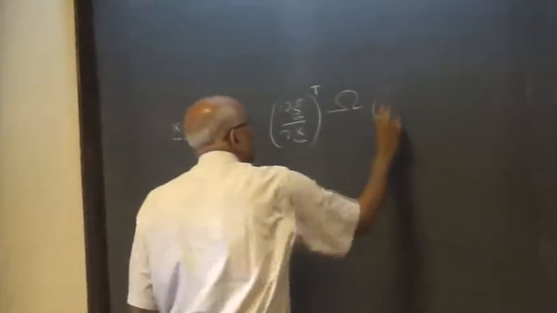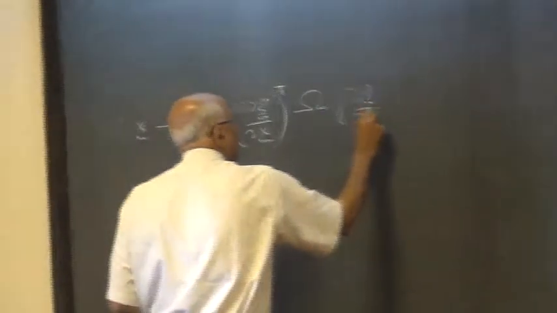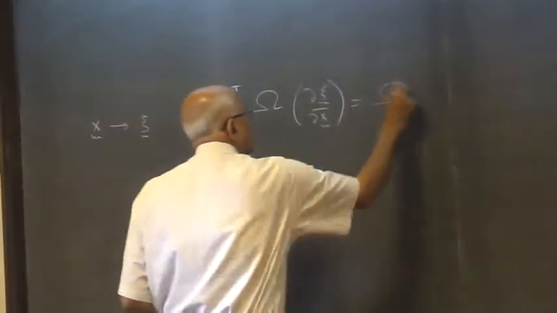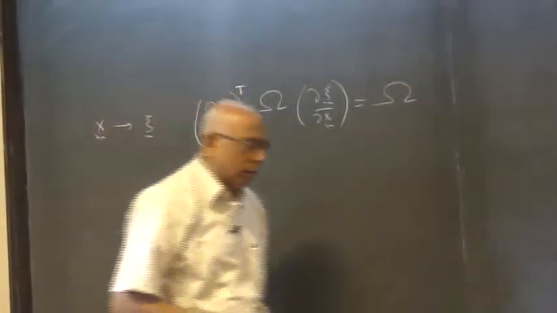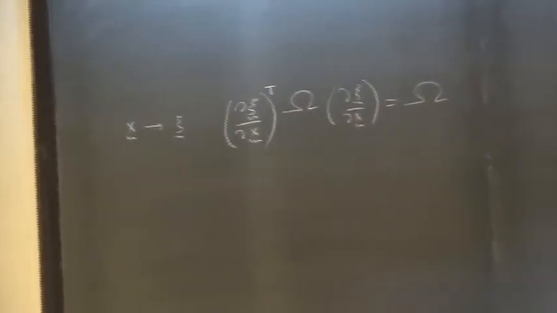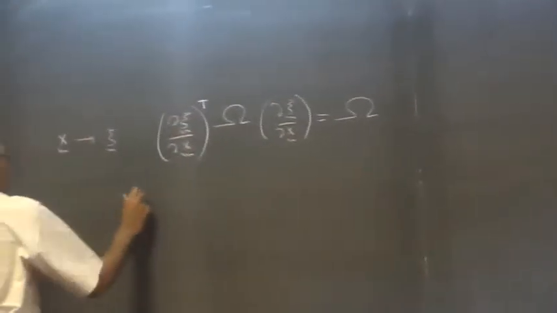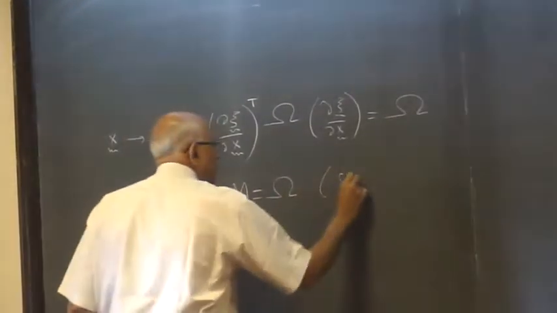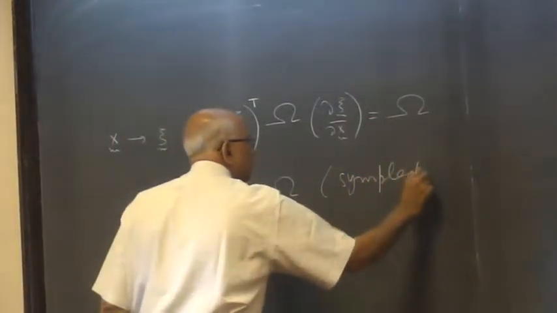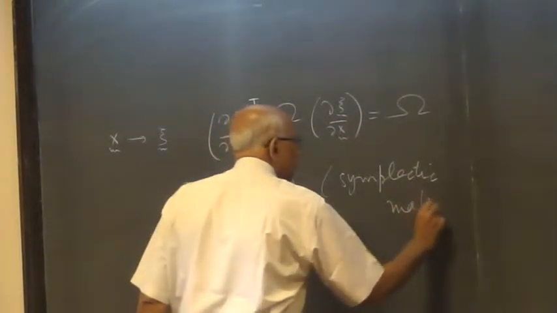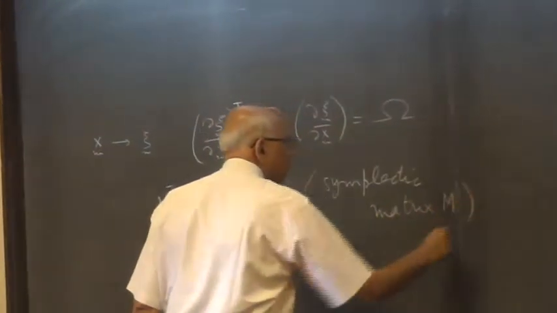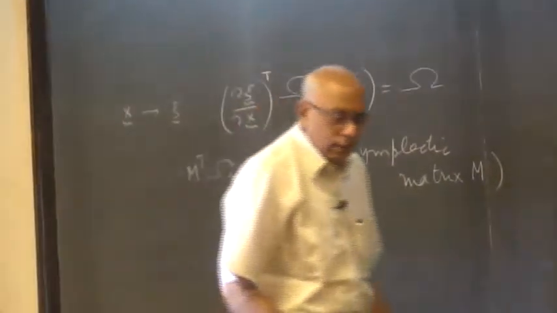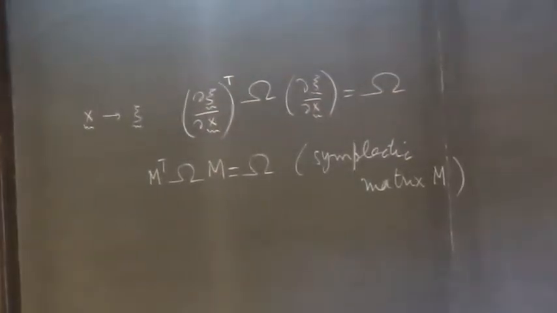Times this omega matrix, delta xi over delta x, should be equal to omega pointwise at every point in phase space, and then you have a canonical transformation. Now matrices which satisfy this condition, M transpose omega M equal to omega, are called symplectic matrices. So now the statement is that the Jacobian matrix of a canonical transformation is a symplectic matrix.